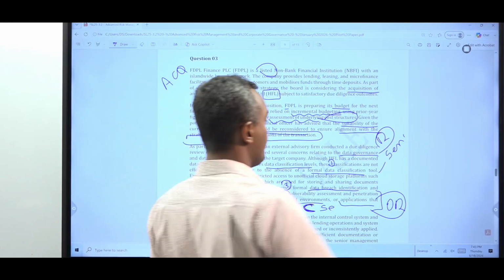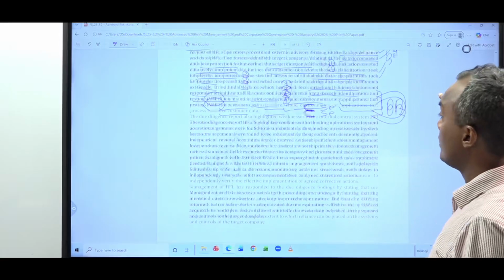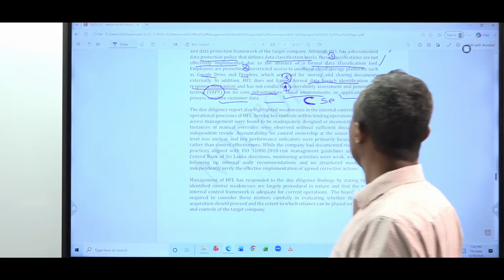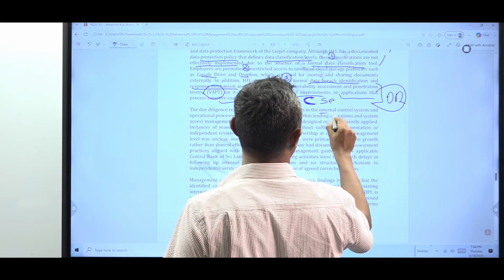Then the due diligence report also highlights weaknesses in the internal control system.